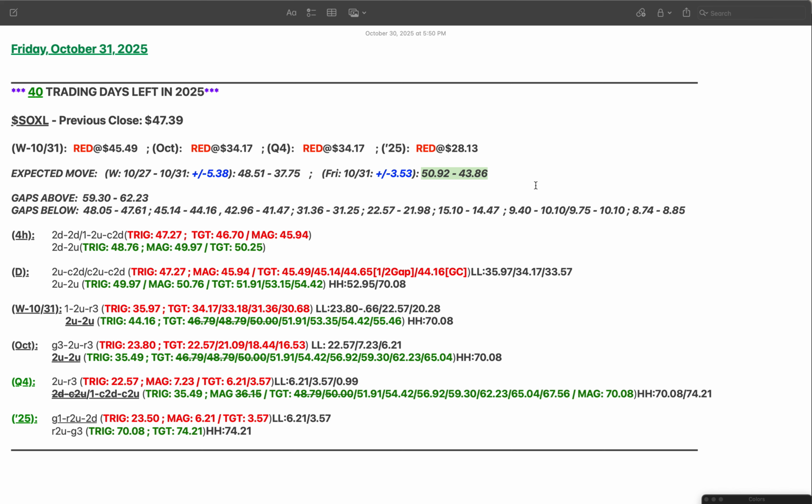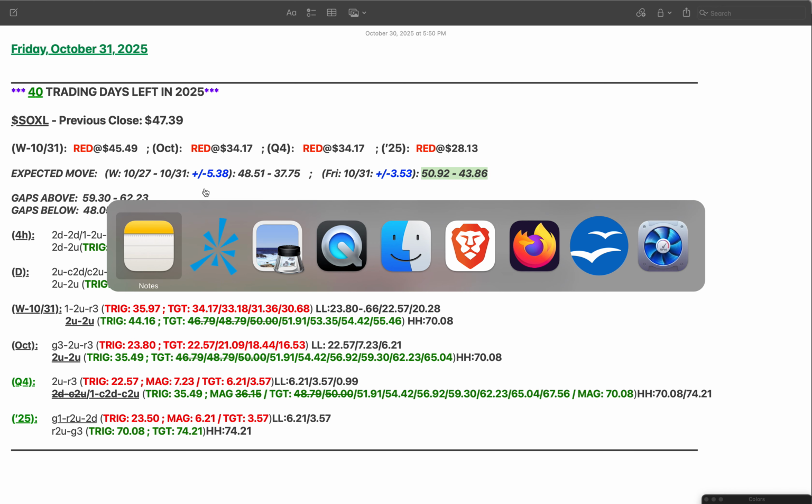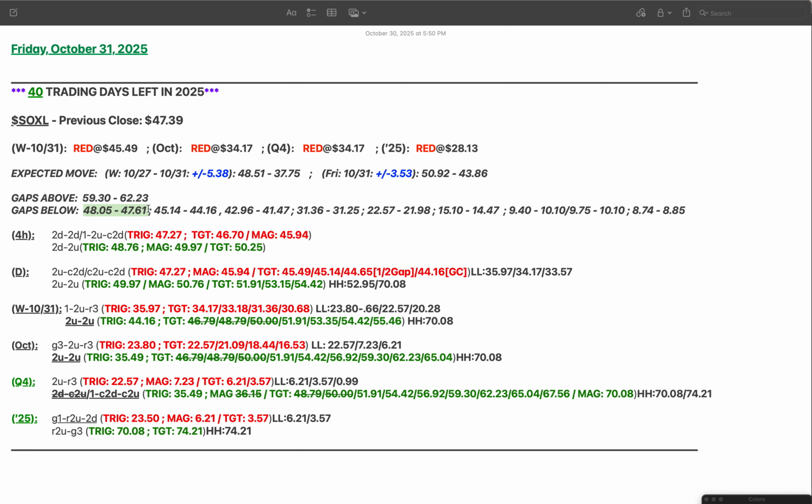Of course, we know that we've had the earnings overnight, so that's one of the reasons why we're seeing a bigger number here. But we see we've got a range of 50.92 to 43.86 is where the market makers expect price to be within that range, right? So let's just go to our chart here. Actually, I forgot to remove today's gap, so I'll take that off of there.